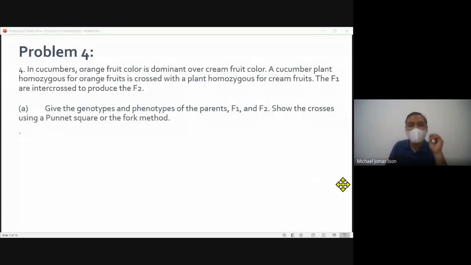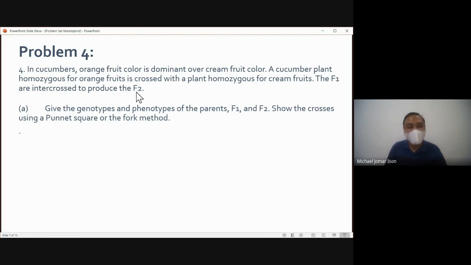Now, for the last problem that we'll be solving, showing you how it is done here in our video, it's problem number 4. It reads this way. In cucumbers, orange fruit color is dominant over cream fruit color. A cucumber plant homozygous for orange fruit is crossed with a plant homozygous for cream fruits. The F1 are intercrossed to produce the F2 generation.